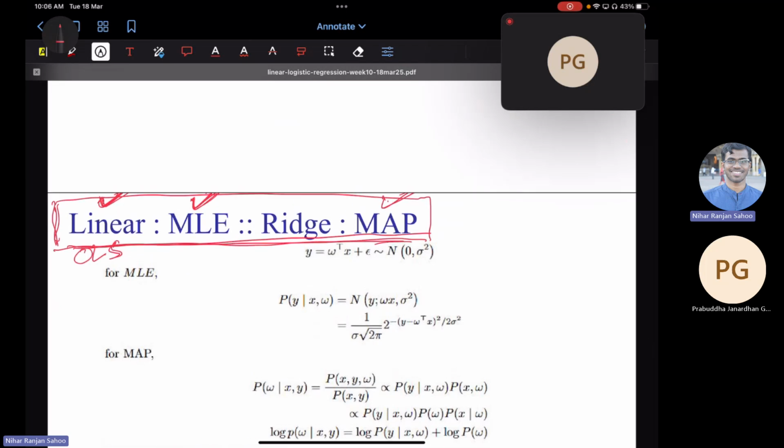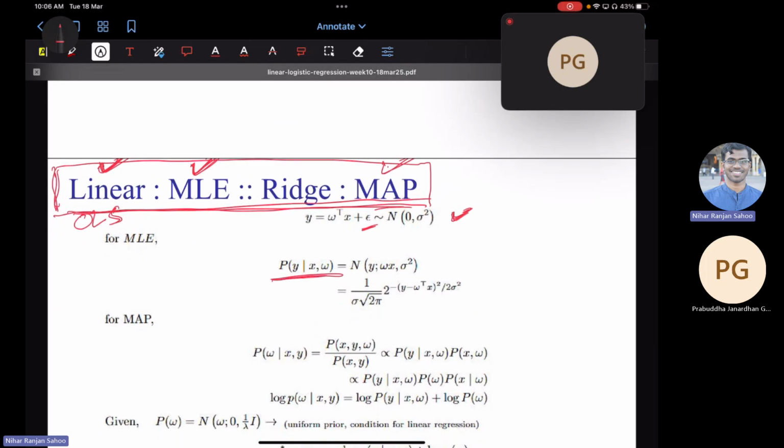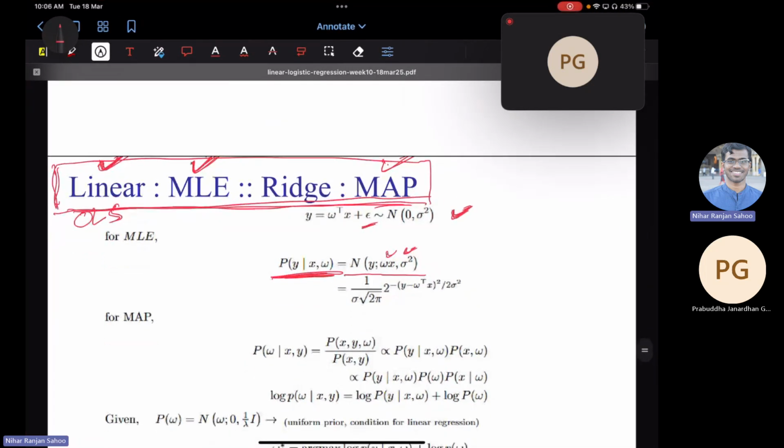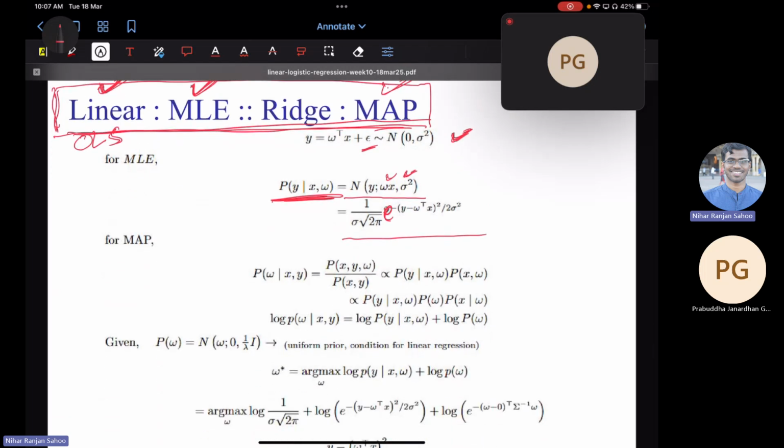For the linear regression problem, what we know is the given data is of this form: y equals w transpose x plus some error, which is coming from a normal distribution with mean 0 and variance sigma square, right? Now how can we represent the data likelihood? It is normally distributed with parameters w transpose x and sigma square. So you can write the normal distribution as 1 by sigma root 2 pi, times e to the power minus (y minus w transpose x) whole square by 2 sigma square. This is the PDF of the normal distribution, you know.